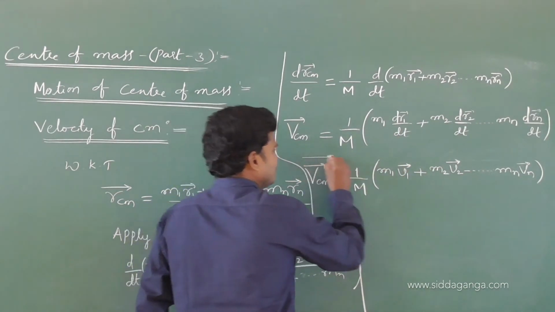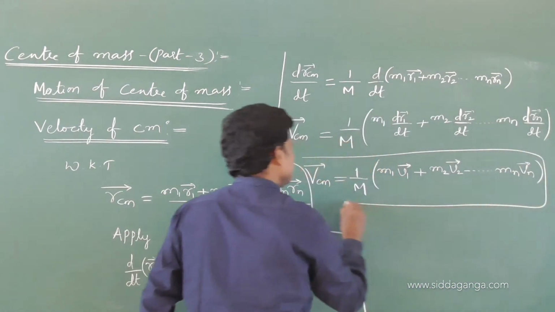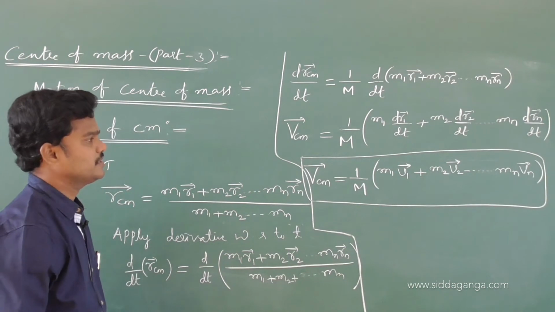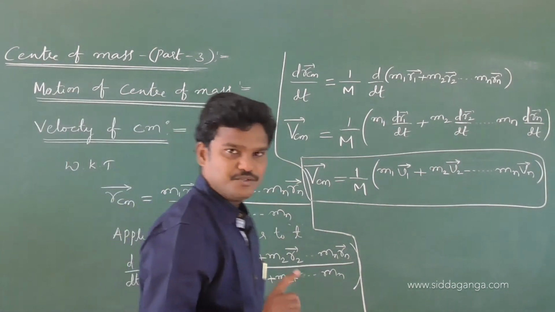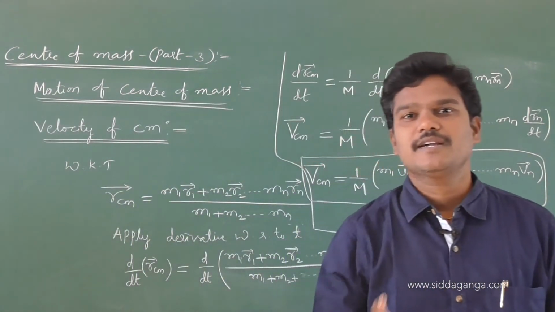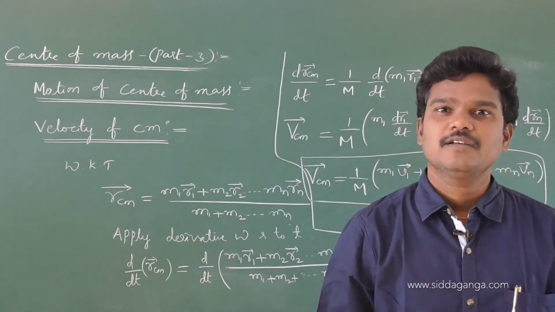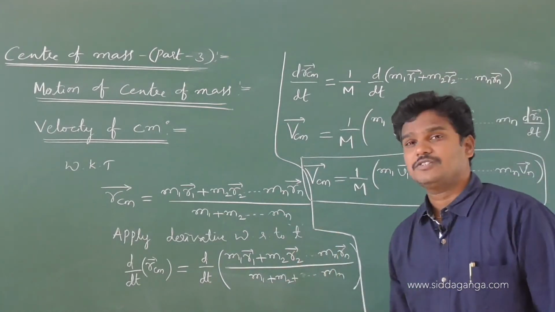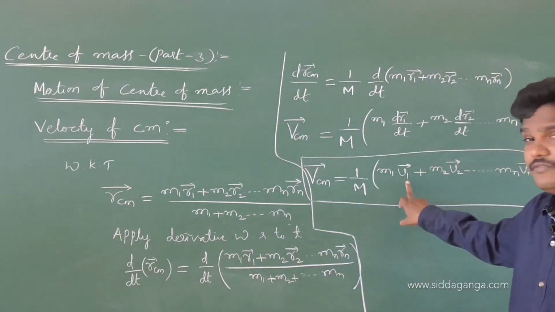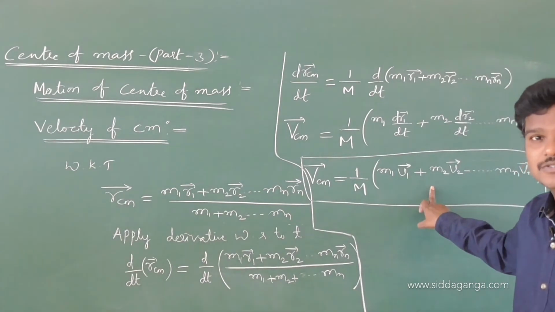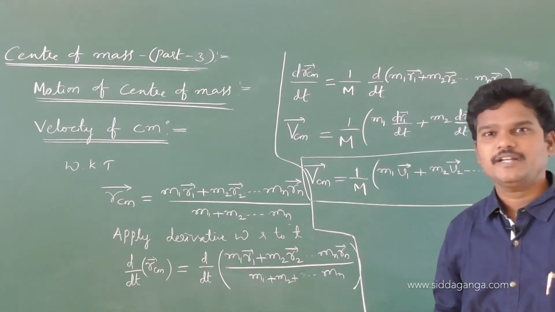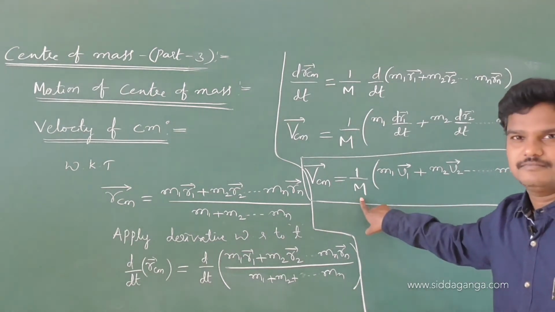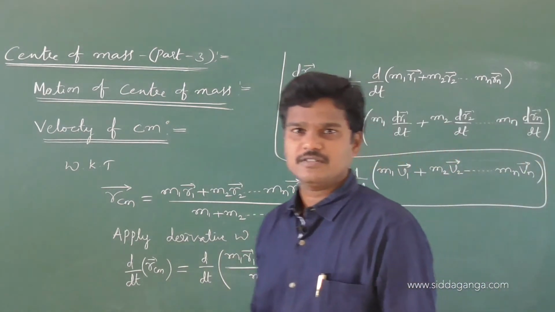And see, this is the velocity of center of mass of a system of particles. I just used the position of center of mass and applied the derivative with respect to time, then I got the velocity of center of mass. So I got velocity of center of mass as m1 v1 bar plus m2 v2 bar, so on mn vn bar, by m1 plus m2 plus m3 so on mn, otherwise capital M. The sum of all m's will give capital M.